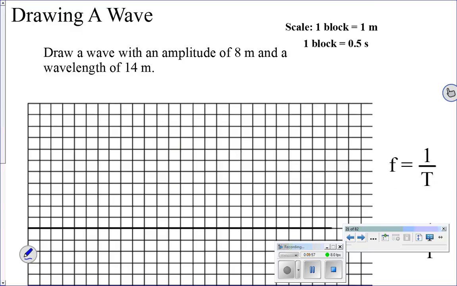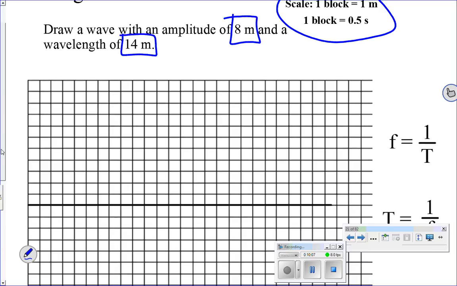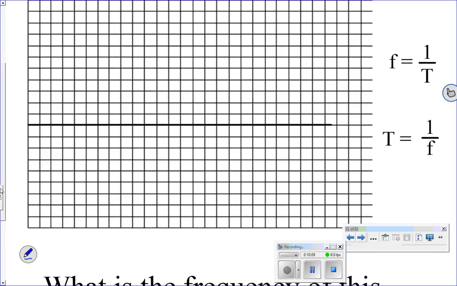So we're going to draw another wave. We're using the same scale we did in the last one, and you have an amplitude of 8 meters and a wavelength of 14 meters. So again, you're going to find that rest position. You will need to draw this onto the worksheet. You can use either the edge of a book or a ruler to do this.